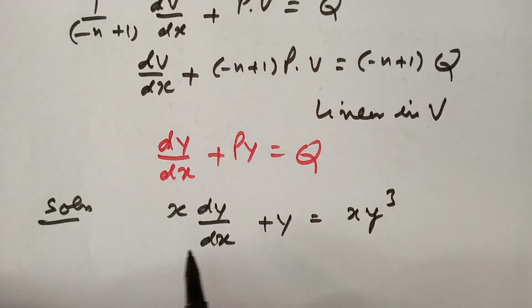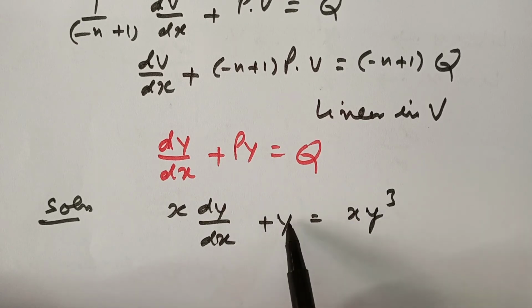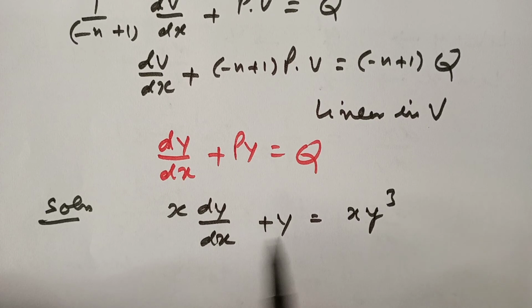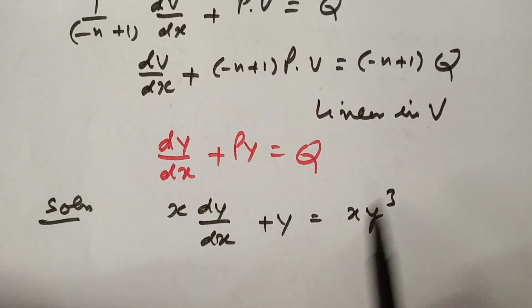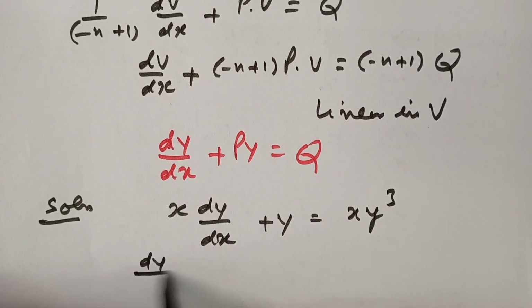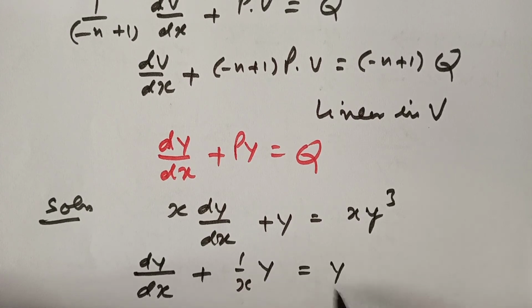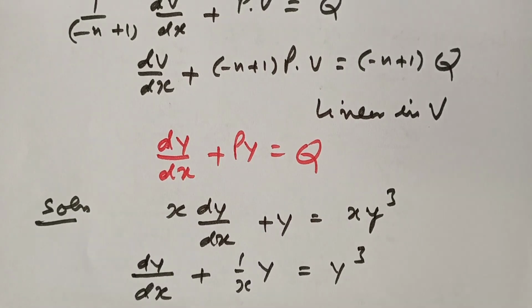So we see the power of y is 3, also y is 1. So this can be converted into Bernoulli form. So first we divide by x, because this reduces it to standard form. So dy by dx plus 1 upon x y is equal to y cube. Okay, so this is dy by dx plus py is equal to qy to the power n. Here p is equal to 1 upon x, q is equal to 1. So this is a Bernoulli equation.